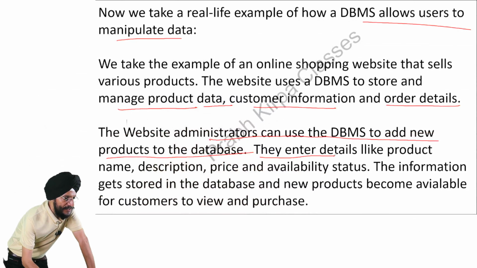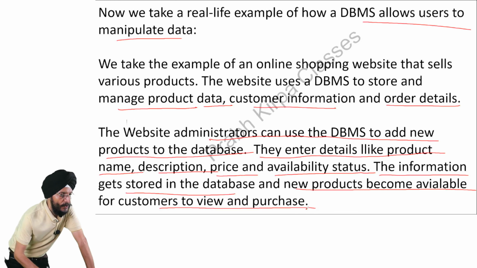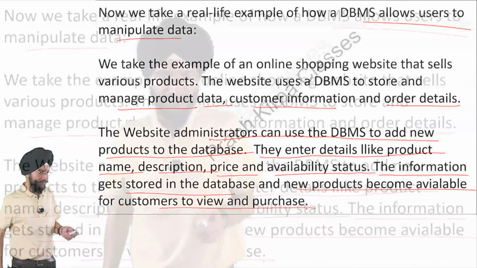The website administrator can enter details like product name, description, price, and availability status. The information gets stored in the database and new products become available for customers to view and purchase.